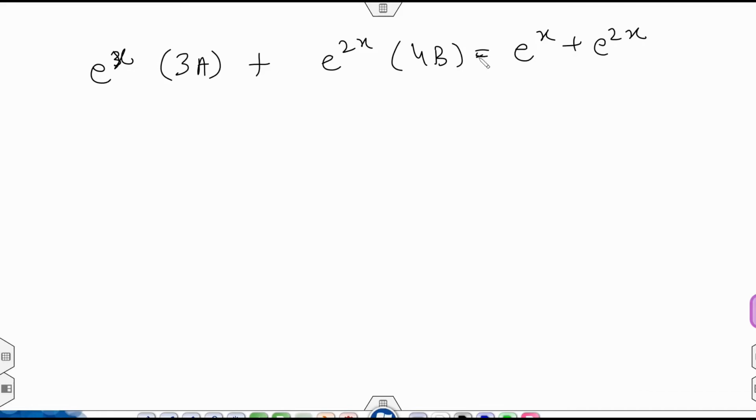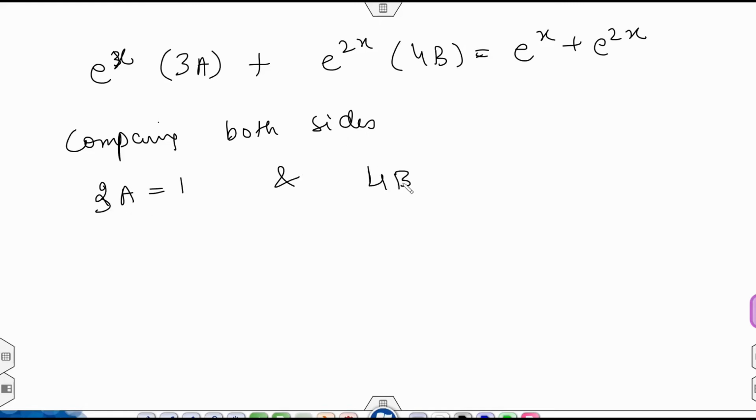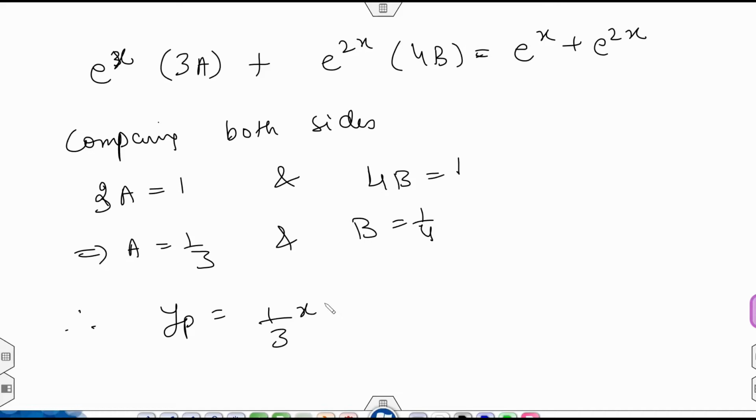So finally I am left with e to the power x into 3a plus e to the power 2x into 4b, which is equal to e to the power x plus e to the power 2x. So comparing both sides, I'll get 3a equal to 1 and 4b equal to 1. This implies that a is equal to 1 by 3 and b is equal to 1 by 4. So therefore your particular solution will be: particular solution 1 by 3 e to the power x plus 1 by 4 e to the power 2x.